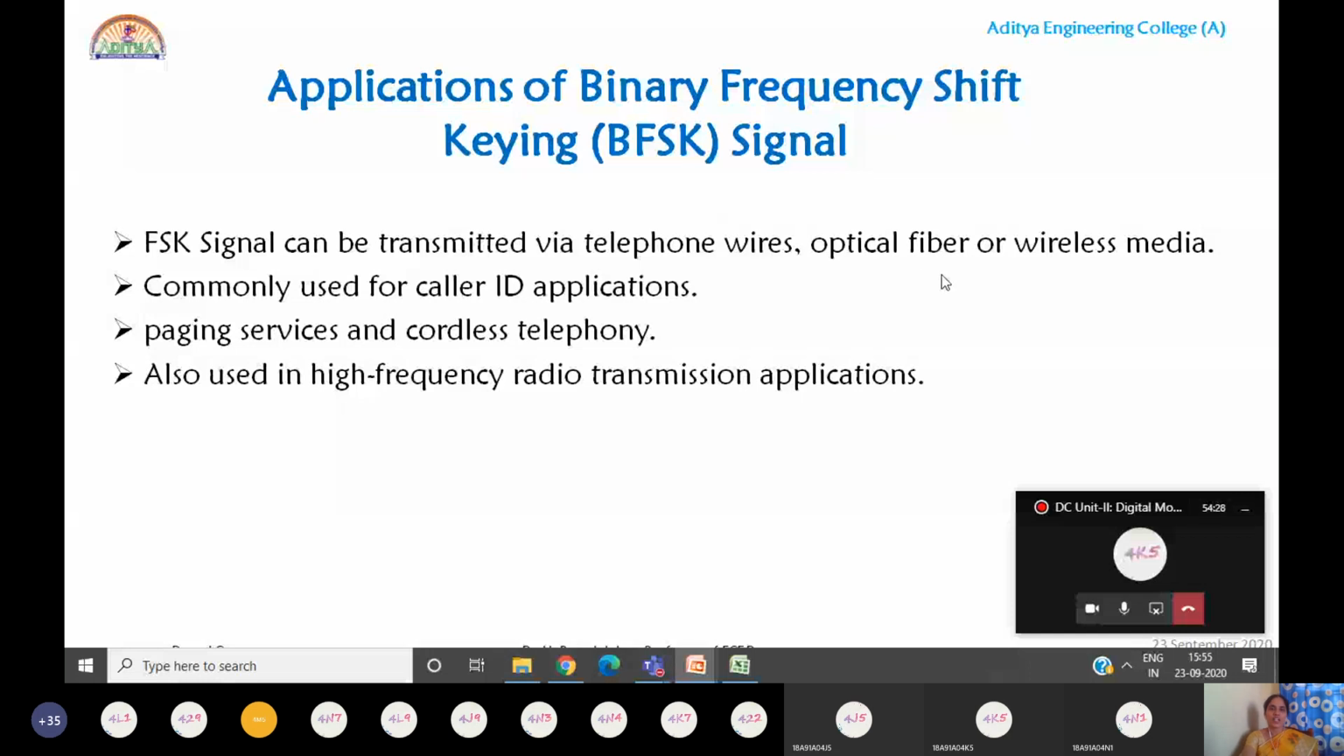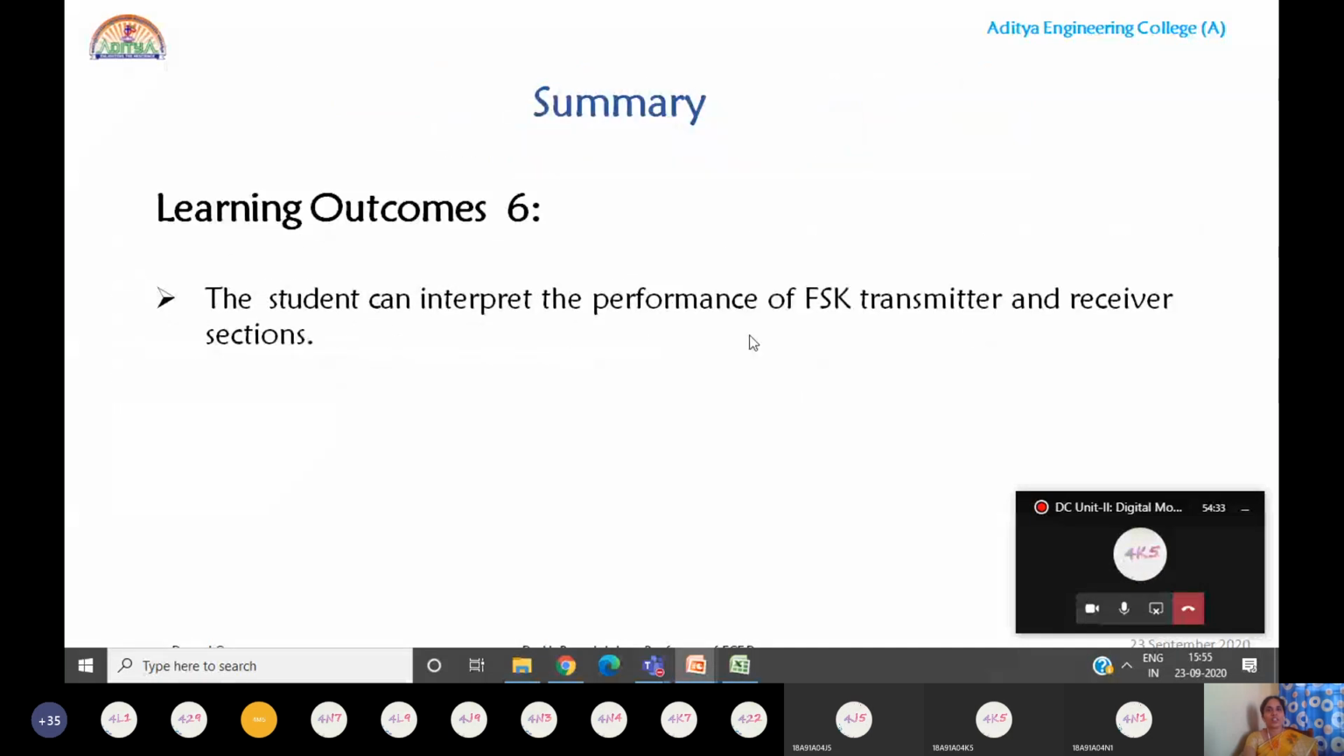Any doubts regarding FSK? With this, almost all we completed the module of FSK. In the next class, we can continue with quadrature phase shift keying technique.